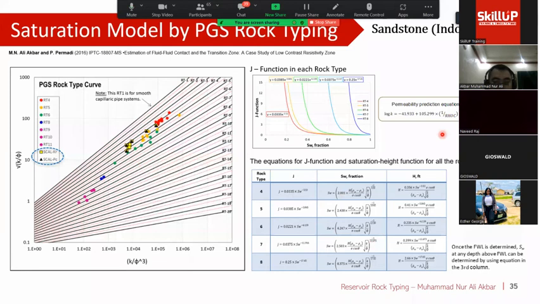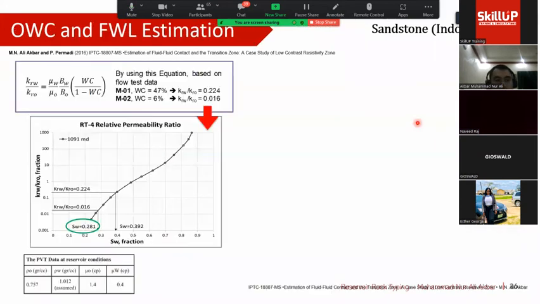Meanwhile, for the permeability prediction last time, we used multivariate regression, which gave quite a robust result from our prediction based on this method. In terms of the oil water contact and free water level estimation, we use the ratio of the relative permeability data. We have the well test data, and we try to transform it into the permeability ratio between the relative permeability of water and the relative permeability of oil.